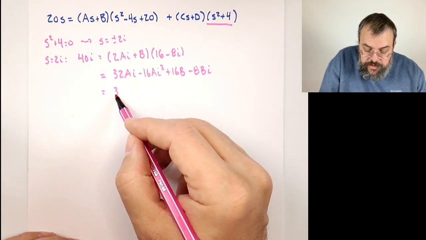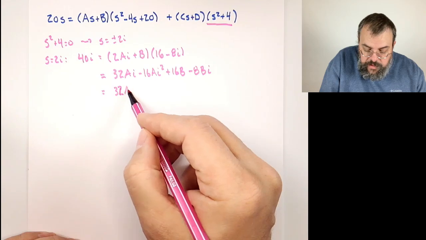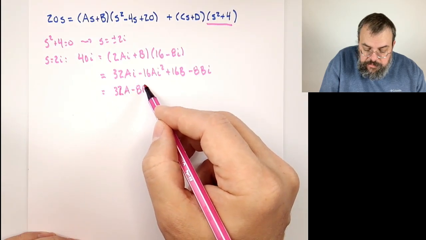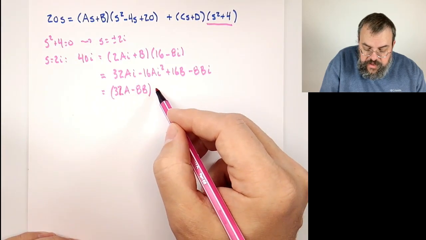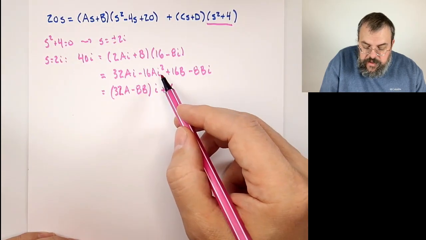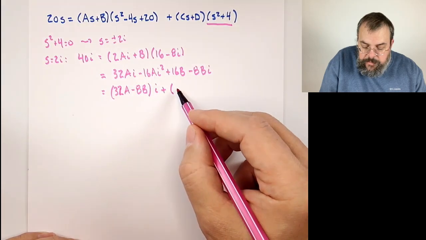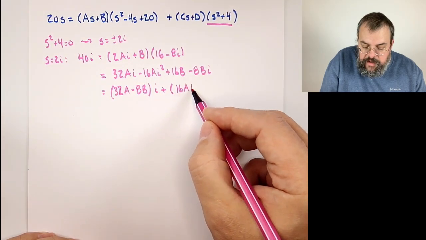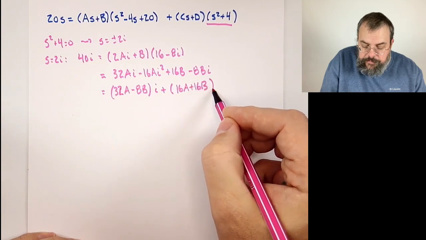So this would become 32a minus 8b times i, and then plus, because minus 1 minus makes 16a plus 16b.